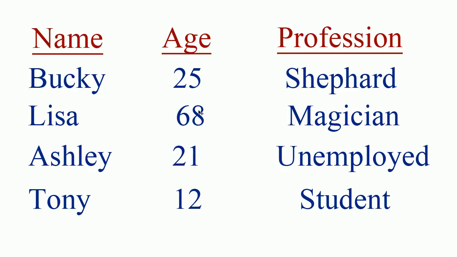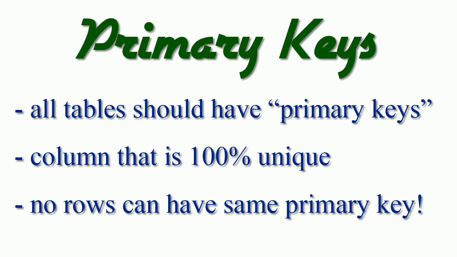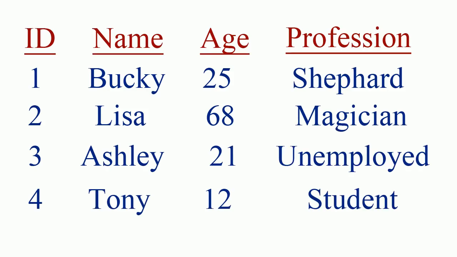So instead of just making a table like this, what you need to use is a primary key. Now remember this, whenever you make a table in a database, you need to have a primary key, and that is a column that's guaranteed to be 100% unique. So basically, no entries or no rows can have the same primary key. So let's go ahead and take a look at this table with primary keys.